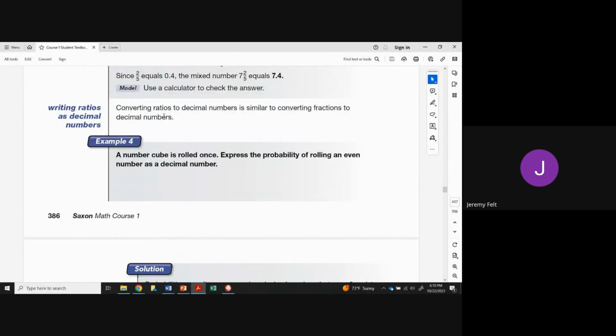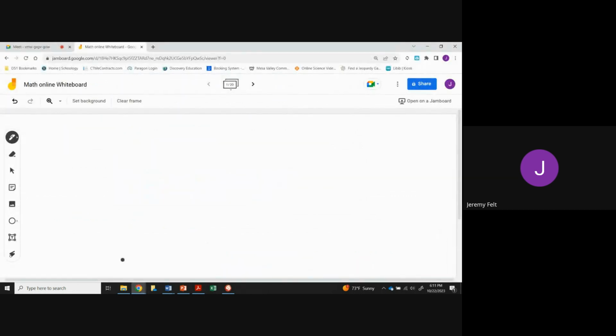Writing ratios as decimal numbers. Converting ratios to decimal numbers is similar to converting fractions to decimal numbers. Since a ratio we can write as a fraction, it's really going to be the same thing. So a number cube is rolled. Express the probability of rolling an even number as a decimal number. Well, 2, 4, 6 are even, and they're on our numbered cube. So we have 3 out of our total, which was 6. 3 out of 6 reduces down to 1/2.